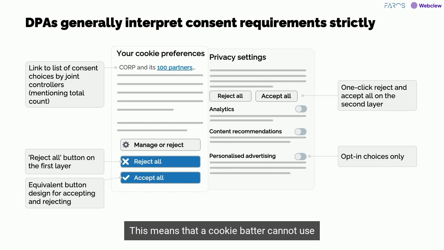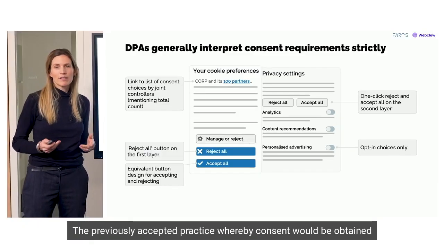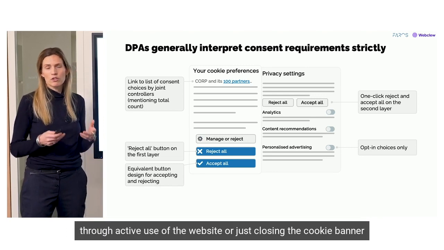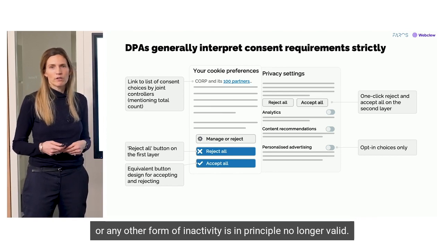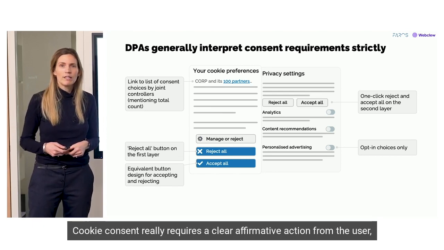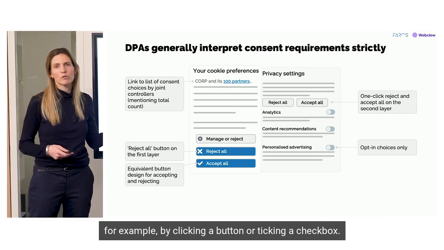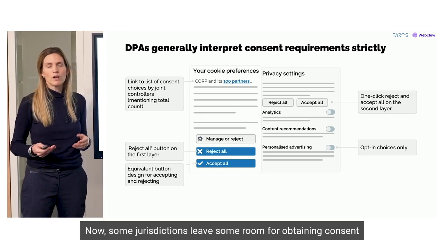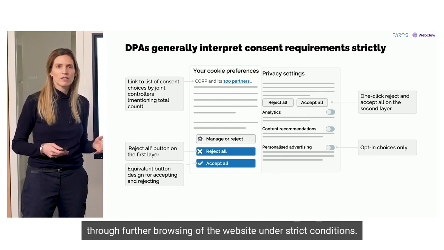This means that a cookie banner cannot use pre-ticked checkboxes for obtaining consent. The previously accepted practice whereby consent would be obtained through active use of the website or just closing the cookie banner or any other form of inactivity is in principle no longer valid. A cookie consent really requires a clear affirmative action from the user, for example by clicking a button or ticking a checkbox. Now, some jurisdictions leave some room for obtaining consent through further browsing of the website under strict conditions.